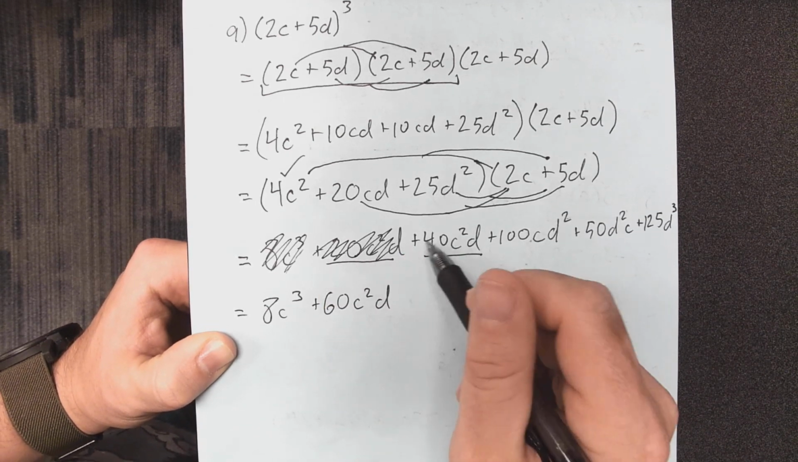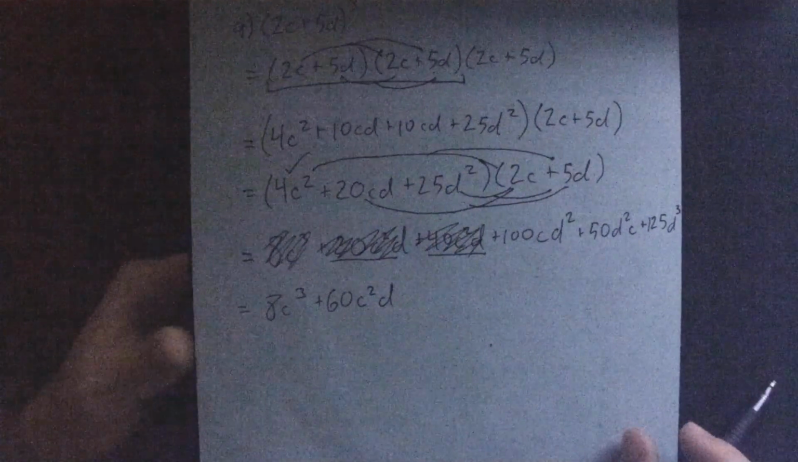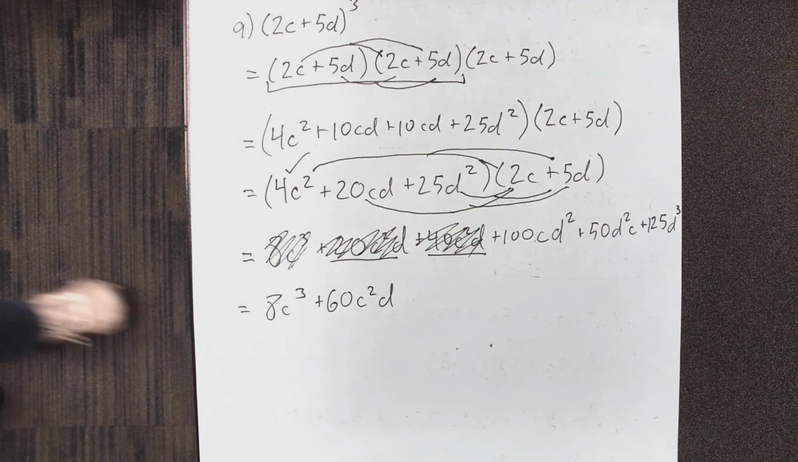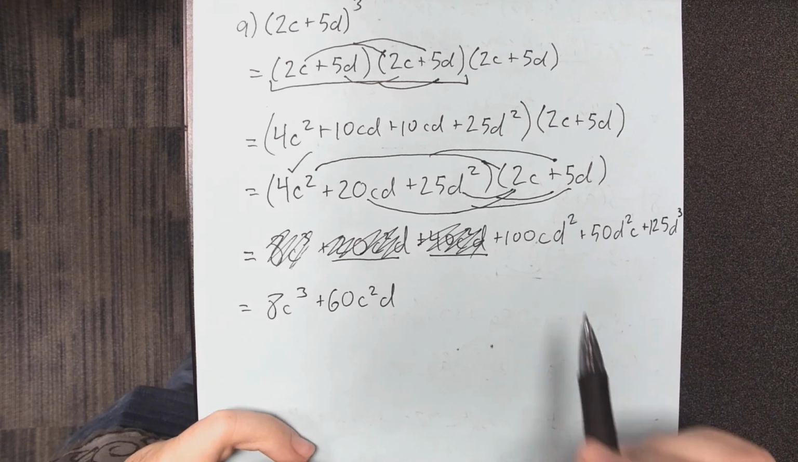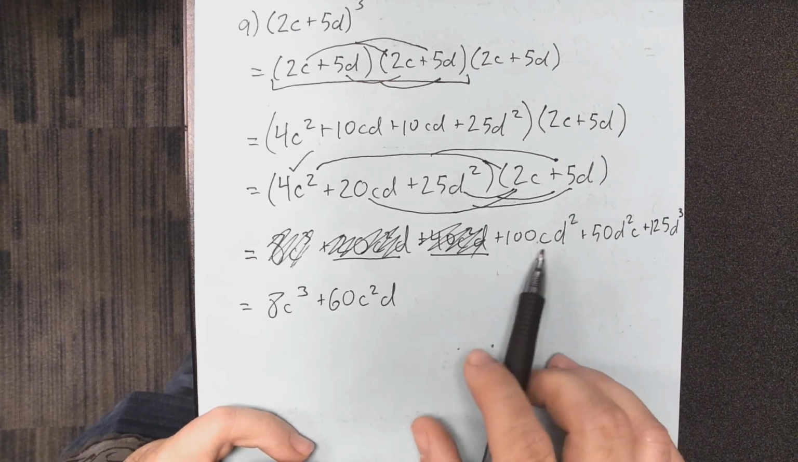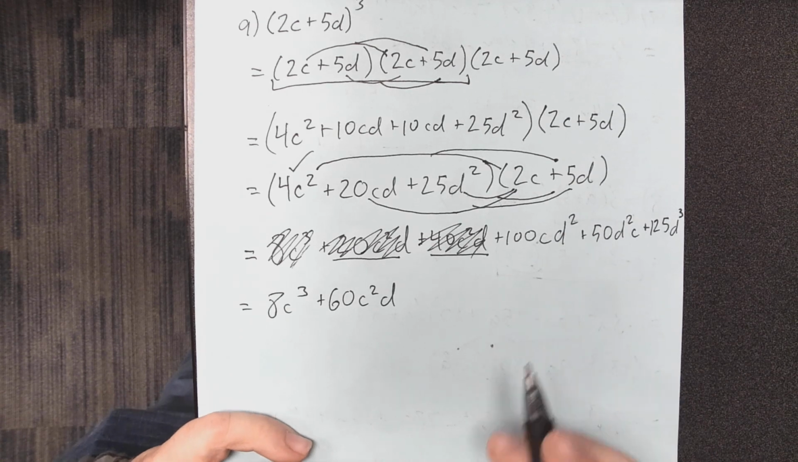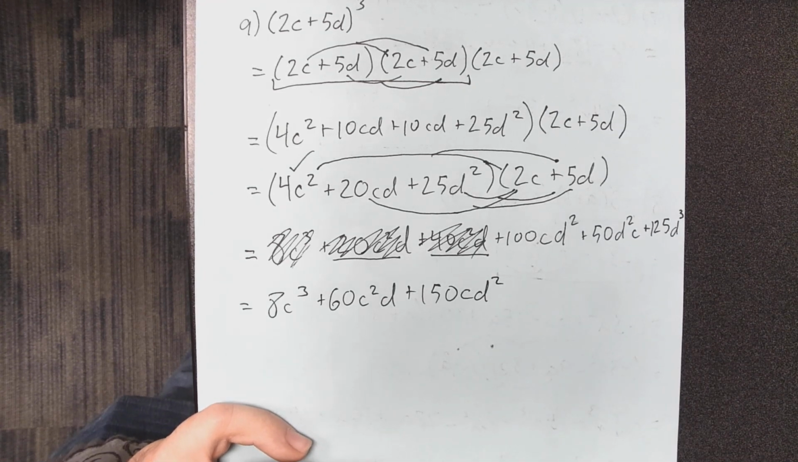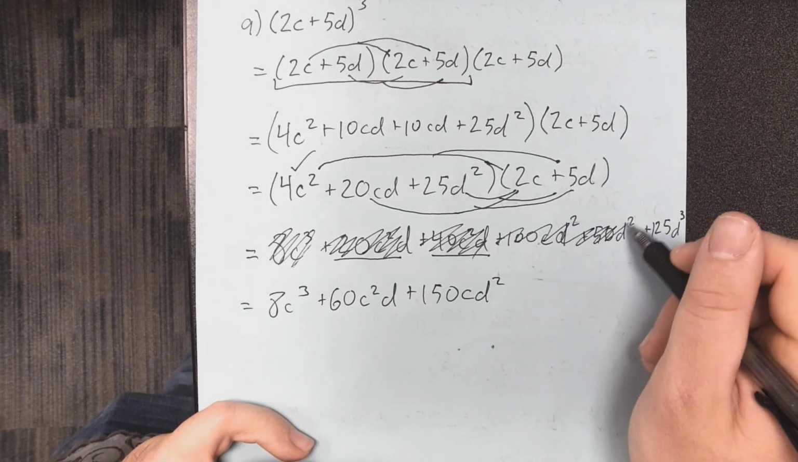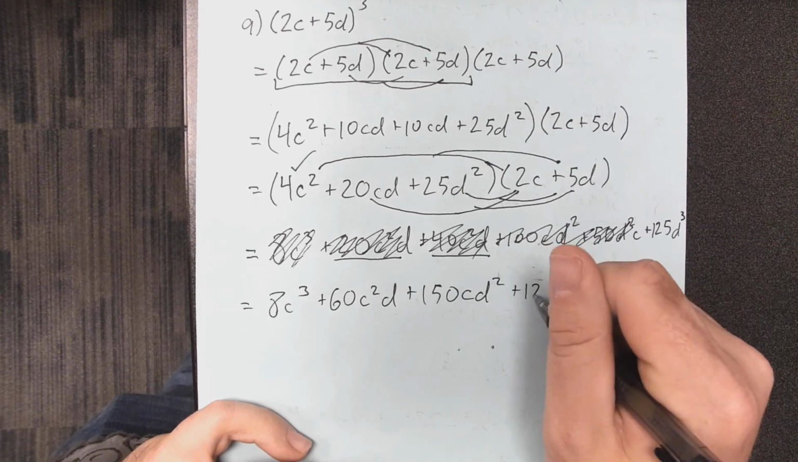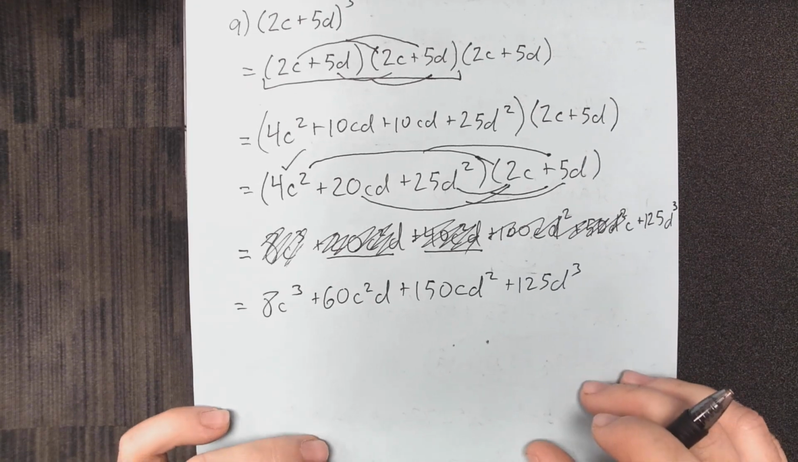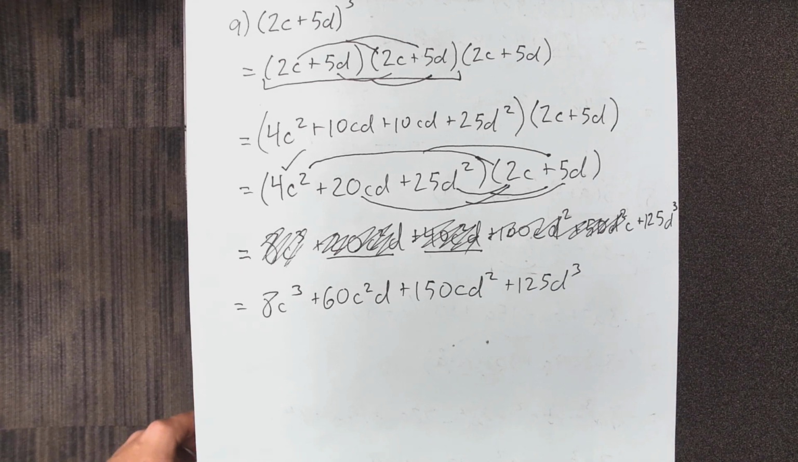I like to lightly scratch them out. And then I can combine the next two. 100 plus 50. Notice here I got the d is squared and the c is single. I can combine those. That would be 150cd squared. And then just bring the 125d cubed down. And there we have it. There is our video. So I'm going to go ahead and stop the lecture there.